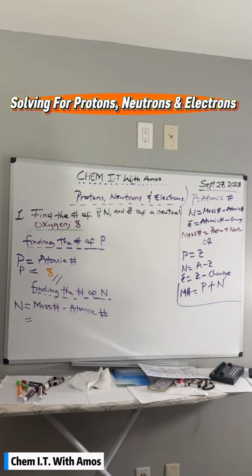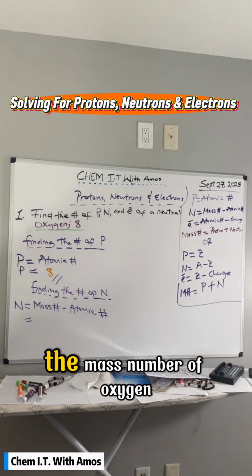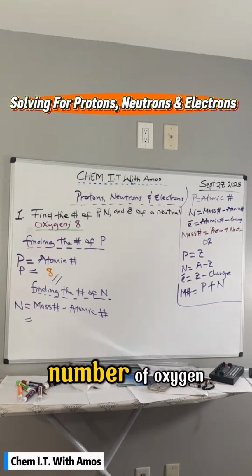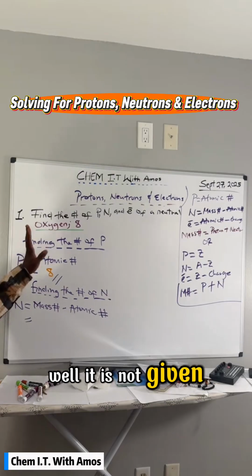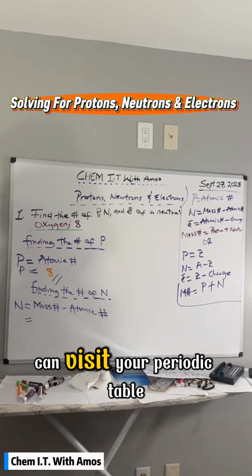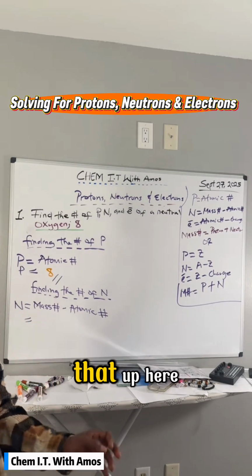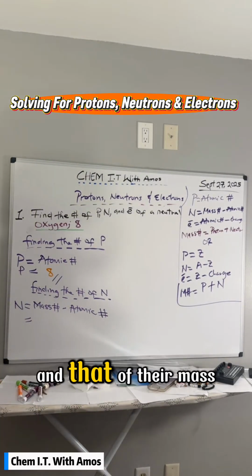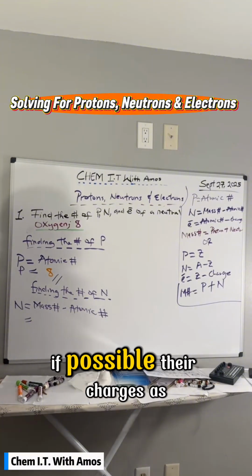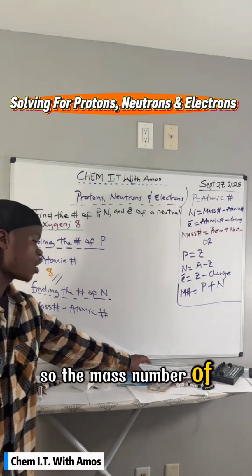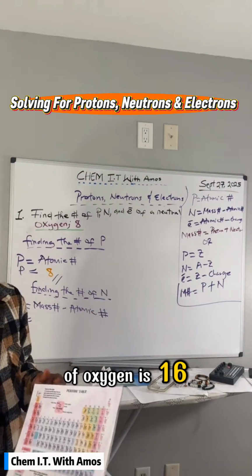Is it given in this? Excuse me. Do you know the mass number of oxygen? Well, it is not given in this problem. So to know that, you can visit your periodic table, or maybe you should know that offhand. Know the first 20 elements with their atomic number and their mass number, if possible, their charges as well. So the mass number of oxygen is 16.